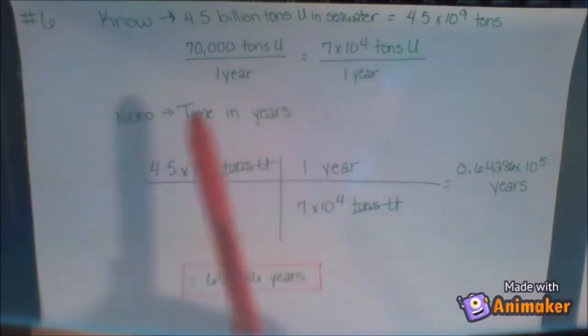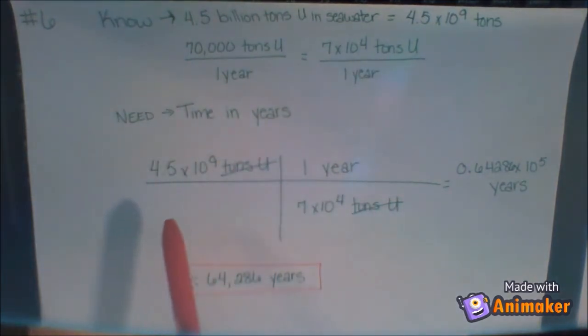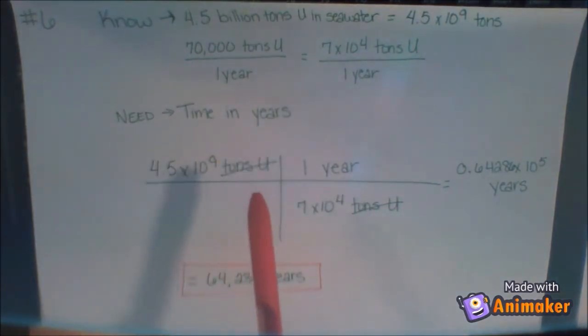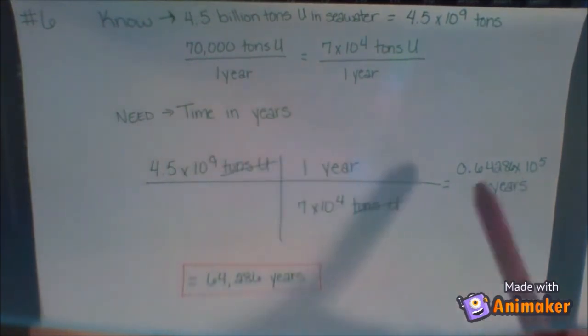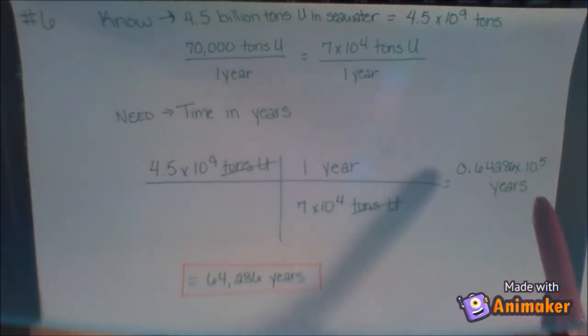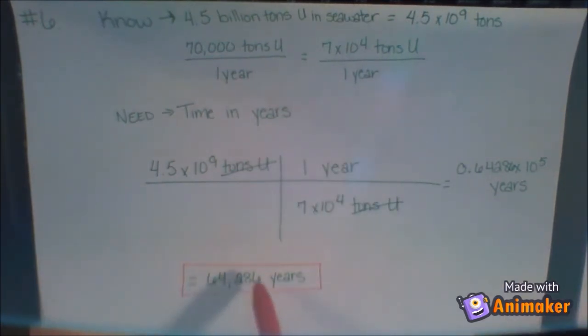We need time in years. So we take 4.5 times 10 to the 9 tons, and we multiply that by 1 year over 7 times 10 to the 4th tons. What we end up getting is 0.64286 times 10 to the 5, or 64,286 years. Some of you may get a 5 and some additional numbers. If your rounding answer comes to this, you'll be fine.